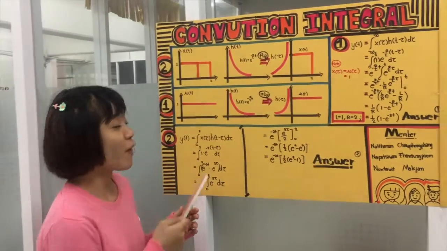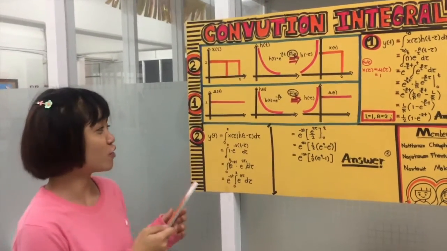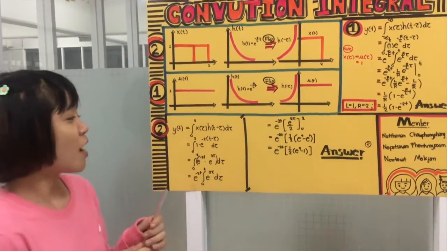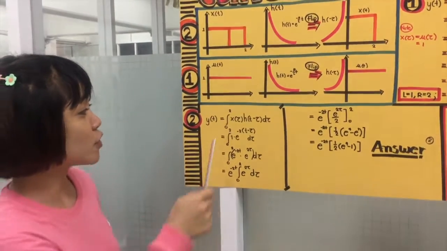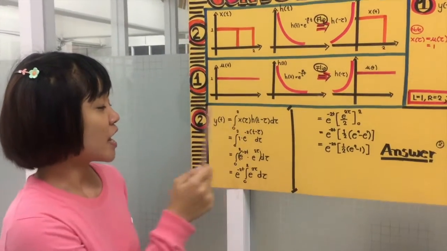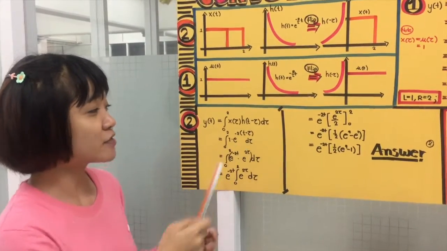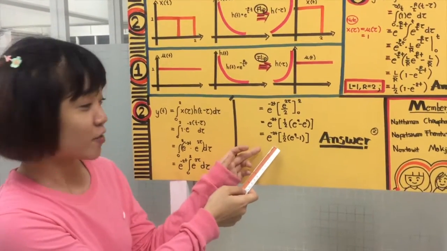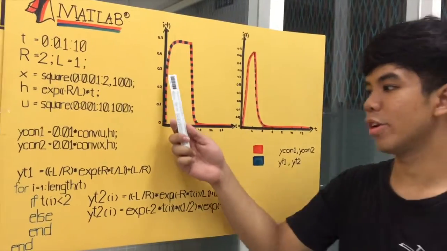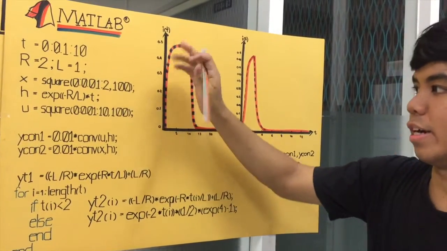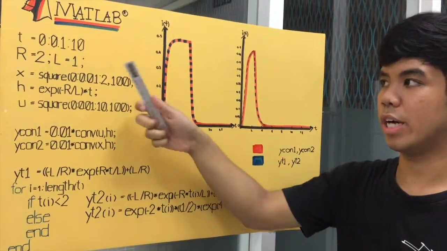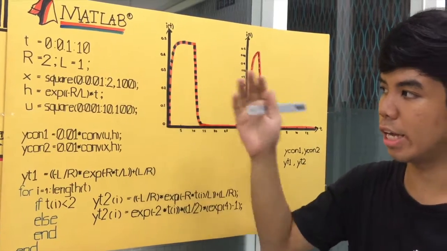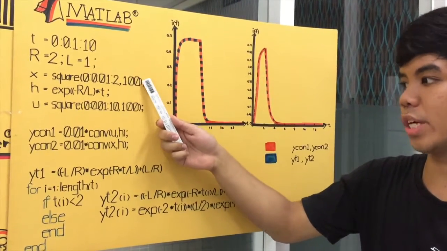And second, for the decreasing interval, we get the interval from 0 to 2 by substituting x(tau) equal to 1 and the impulse response equal to the exponential. After that, we solve the equation and we get this answer. In the MATLAB coding part, we declare the variables used here, which are time, resistance, inductance, and some functions that we have to use, which are the impulse function, which is here, and the unit step function is here.